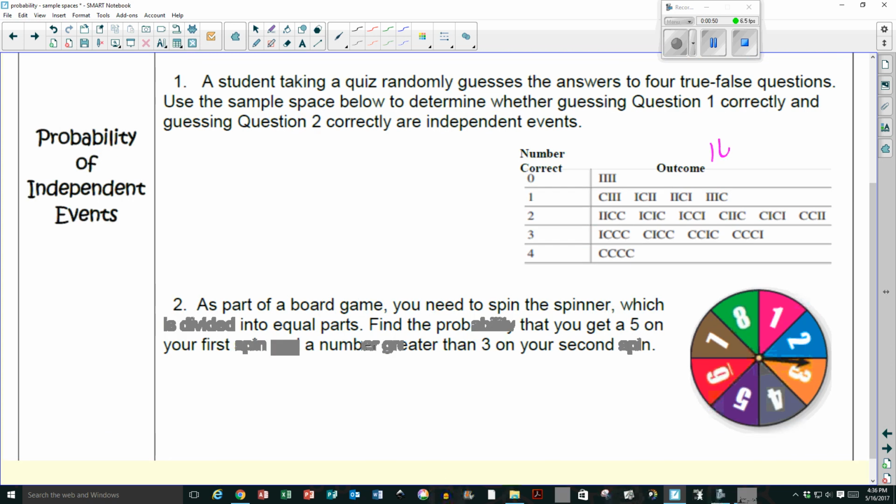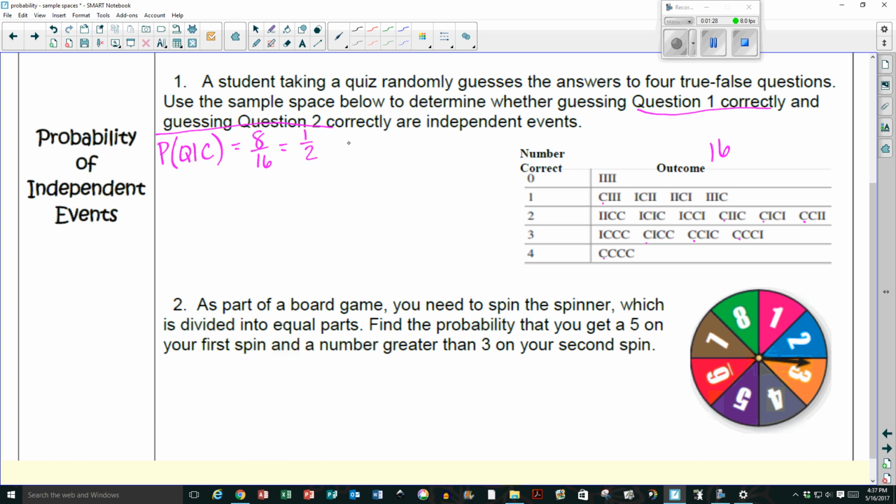So let's take a look at that kiddo that took that quiz a while ago. Remember, there are 16 possible outcomes. I want to use my sample space down here to determine whether guessing question 1 correctly and guessing question 2 correctly are independent. So the probability of question 1 correct. Go through and look at all the possibilities. Question 1 is correct there, correct, correct, 1, 2, 2, 2. And we get that there are 8 out of 16 times where question 1 was answered correctly. So that would be 1/2.